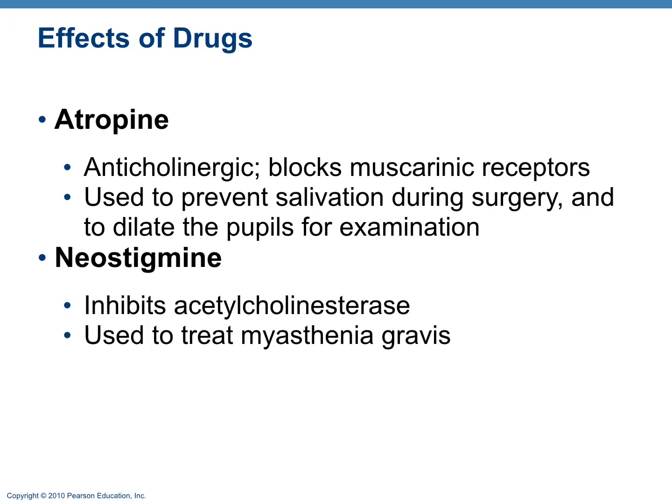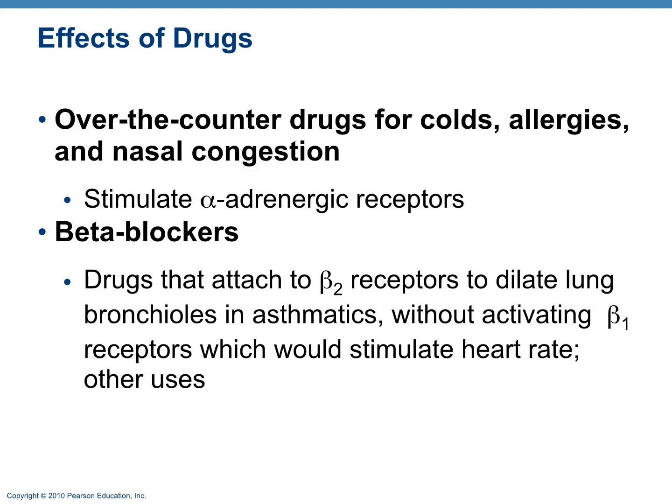A couple of drugs to be familiar with. You have atropine, which is anticholinergic. What this does is it blocks muscarinic receptors. So what is it used for? To prevent salivation during surgery, to dilate the pupils for eye exams. Neostigmine is another drug, and that inhibits acetylcholinesterase. Remember, acetylcholinesterase breaks down acetylcholine. So if we don't break down acetylcholine, it causes more muscle activity. So this is used to treat myasthenia gravis. A number of over-the-counter drugs are sold for allergy, nasal symptoms, colds, things like that. They stimulate alpha adrenergic receptors.